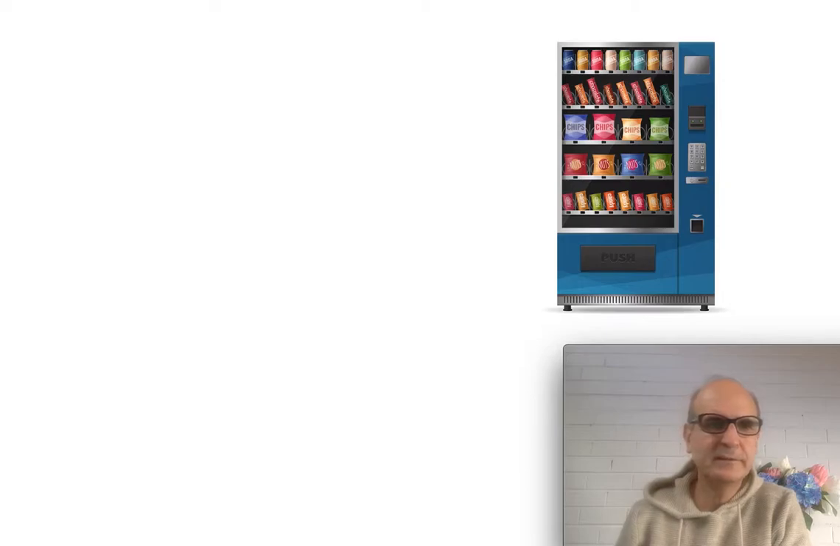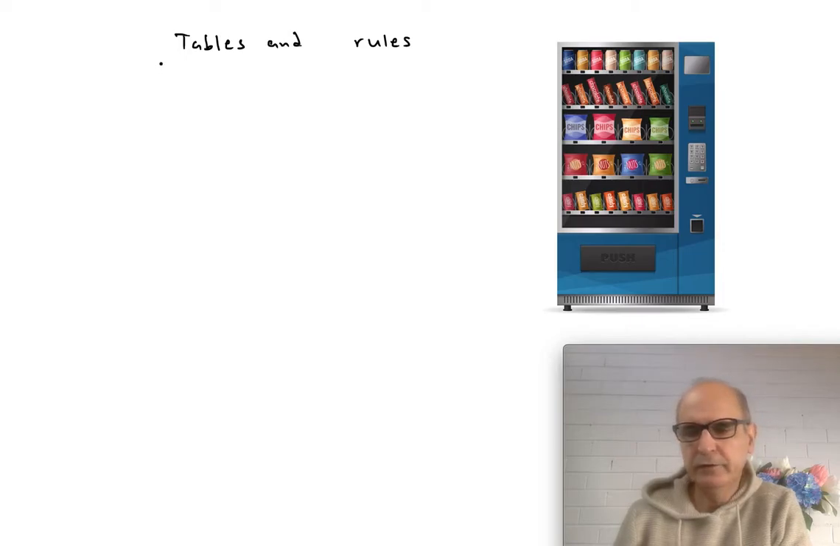Today's lesson is about tables and rules. Basically, what we discuss here is two quantities which are related to each other. And when you know one quantity, you can find the other quantity because they are related in a certain way.